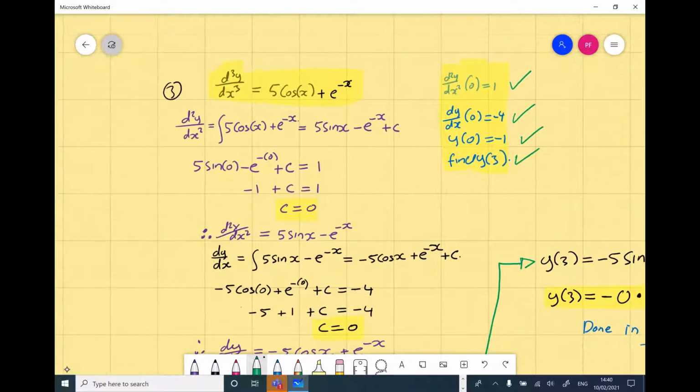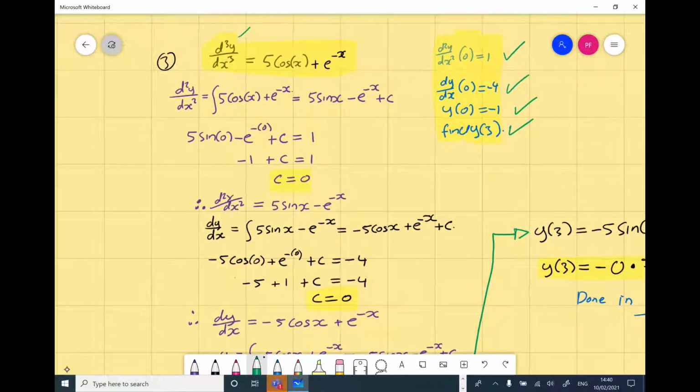So to get y of 3, we have to essentially restore the function. Because it's the third derivative, we're going to have to integrate it 3 times. The integration is very, very easy. So to get the second derivative, I integrate.